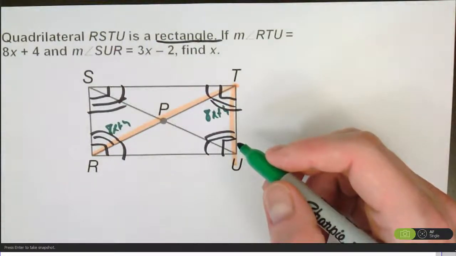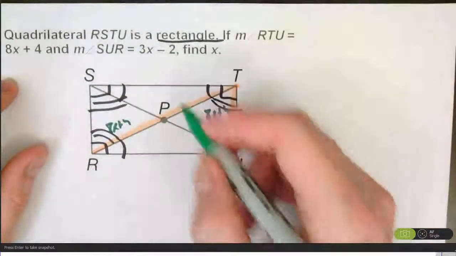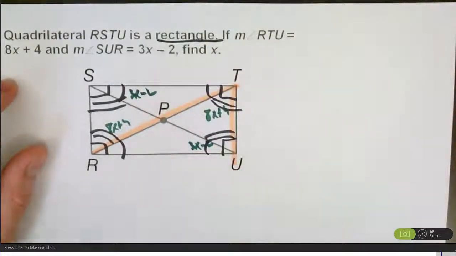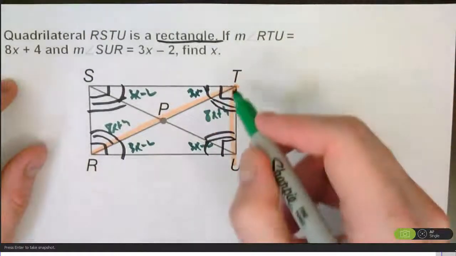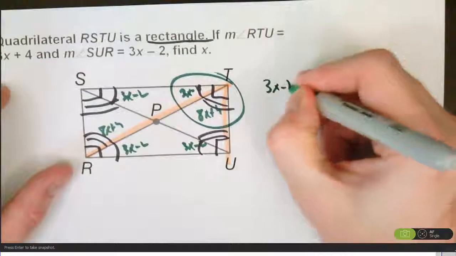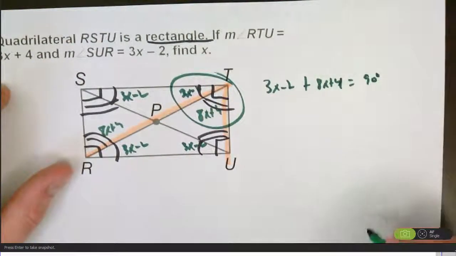Okay. And then SUR is 3x minus 2. It means this is 3x minus 2 here as well. Well, what that also means is this is 3x minus 2, and this is 3x minus 2. Oh, guess what? Those two angles together make a right angle. So 3x minus 2 plus 8x plus 4 has to equal 90 degrees.